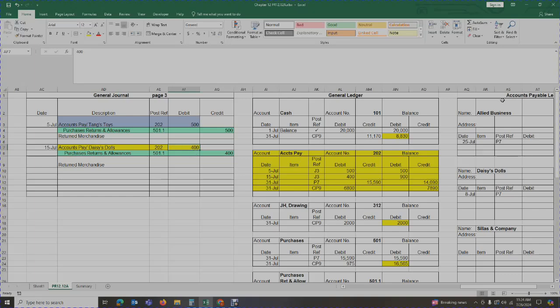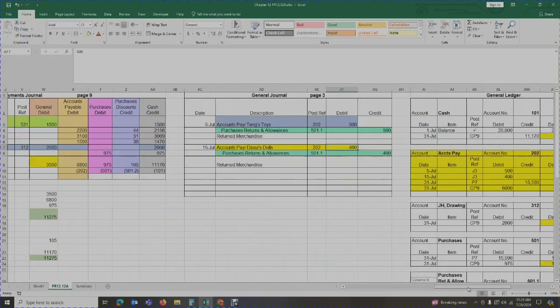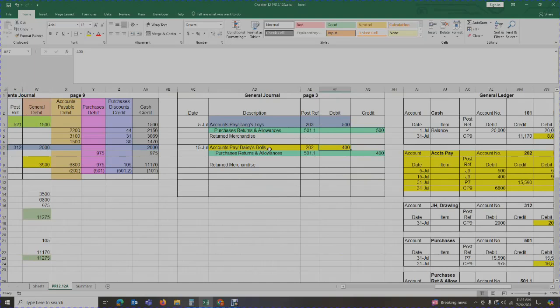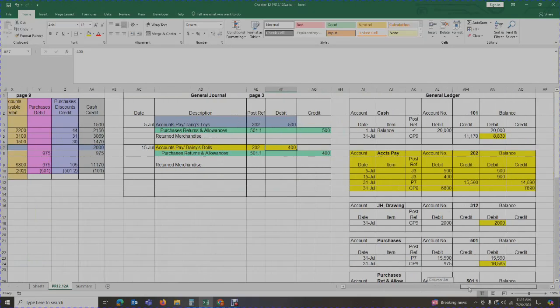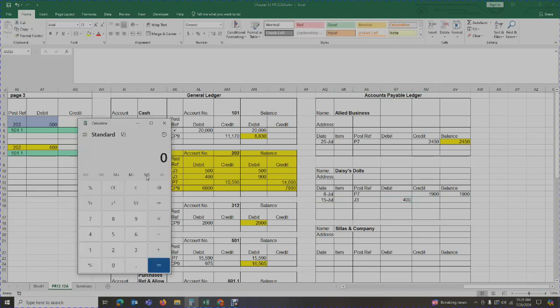So we need to take into account that $400 return. We are doing the accounts payable ledger, so we need to locate anything that affected my accounts payable for Daisy's Dolls. On the 15th, I've got that debit of $400. July 15th, this is happening on regular journal number 3, and we have a debit of $400 for the return. So that means that I'm going to have a balance of $1,500.